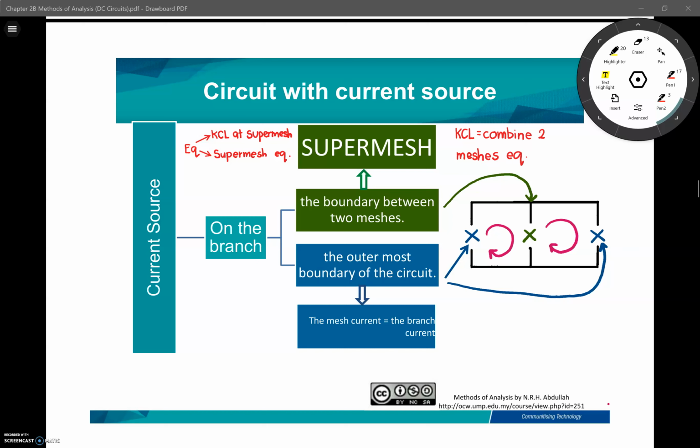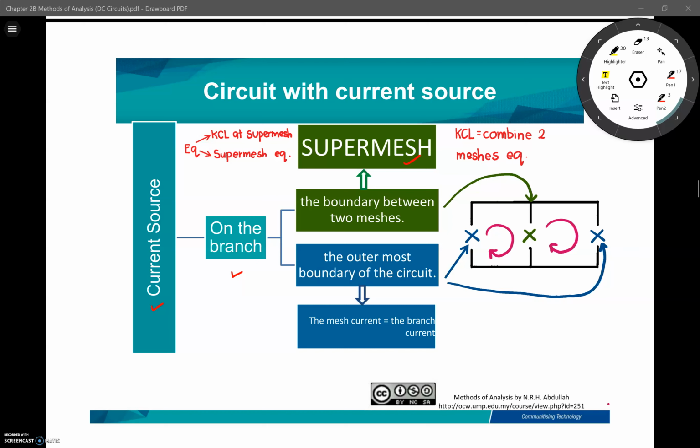You have to pay attention if the circuit consists of a current source. As shown in this diagram, you can see that you have a current source in the circuit. The circuit is on the branch, so it will divide it into two types of circuit equation, the first of which is the supermesh.